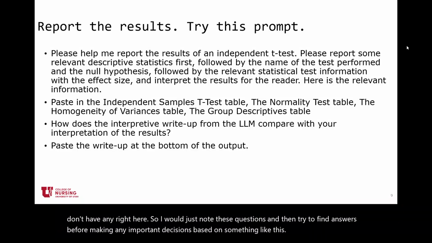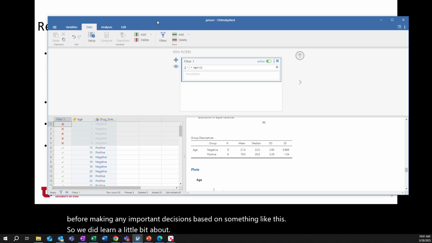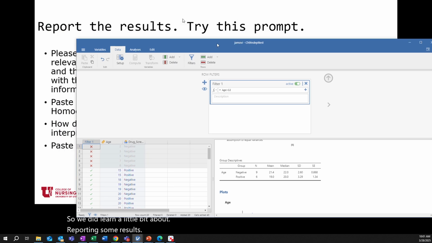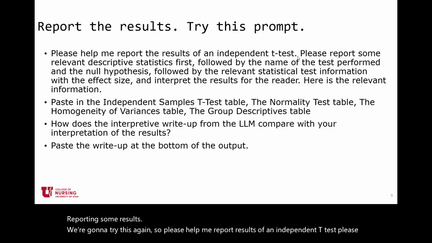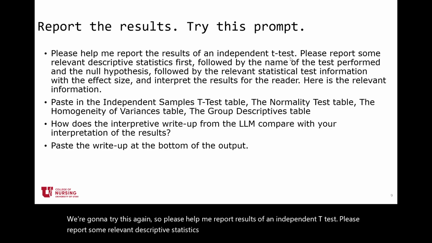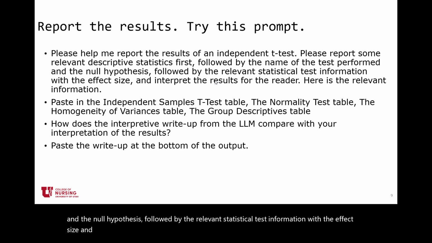So we did learn a little bit about reporting some results, and we're going to try this again. So please help me report results of an independent t-test. Please report some relevant descriptive statistics first, followed by the name of the test performed and the null hypothesis, followed by the relevant statistical test information with the effect size, and interpret the results for the reader.